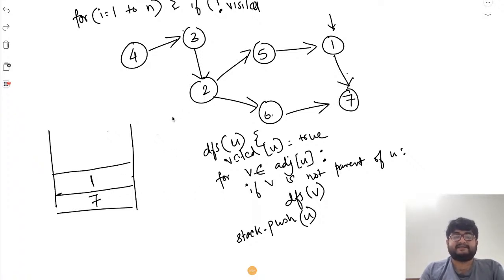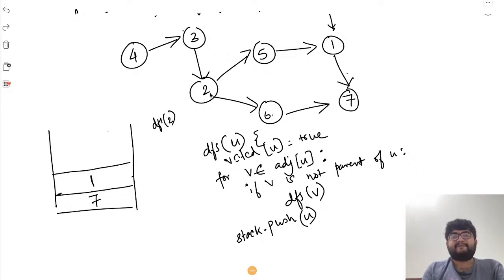Next, if we run the loop, what is the next element? The next element will be 2. Is 2 visited? 2 is not visited, so we'll call DFS 2. From DFS 2, let's say we go to DFS 5. From DFS 5 we can go to 1, but 1 is already visited, so we do not visit it again. So DFS 5 will push 5 into the stack, and we come back to 2.